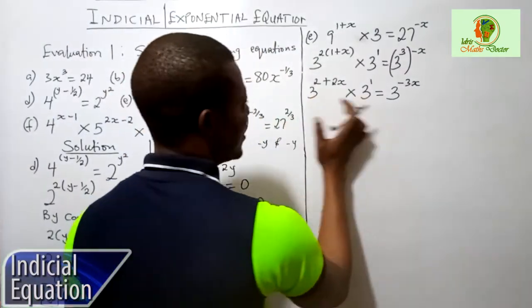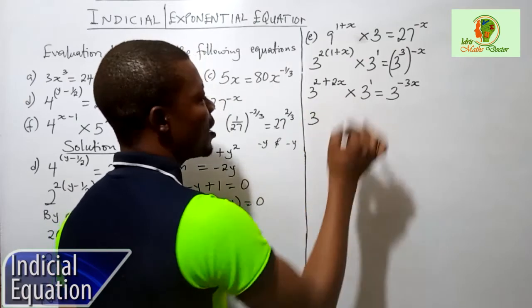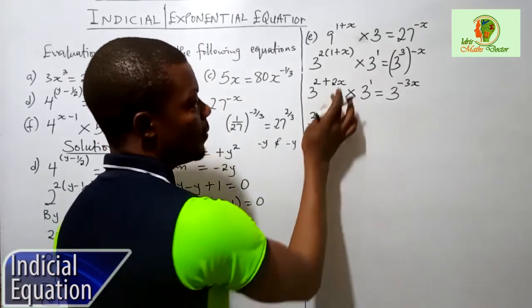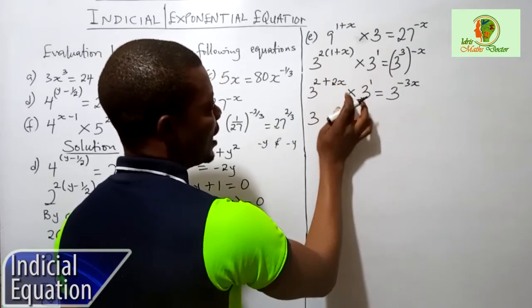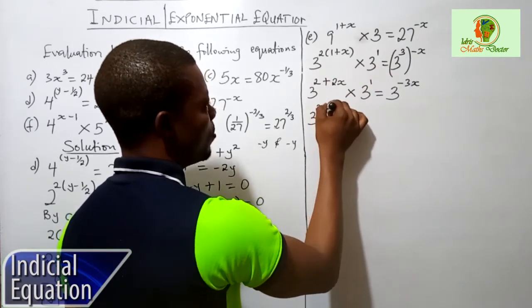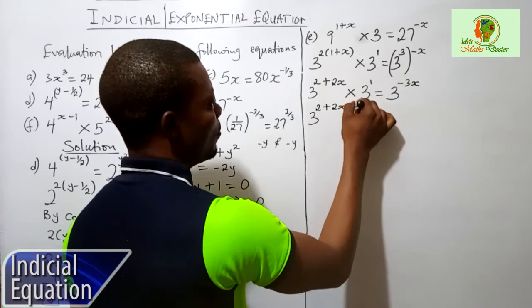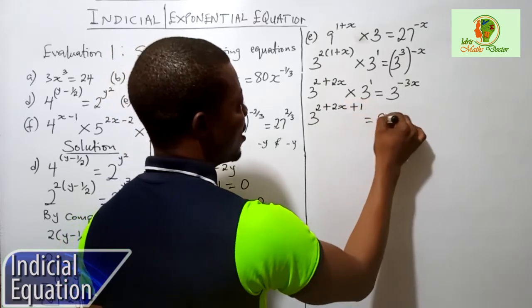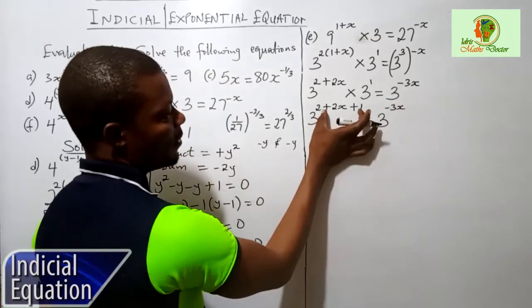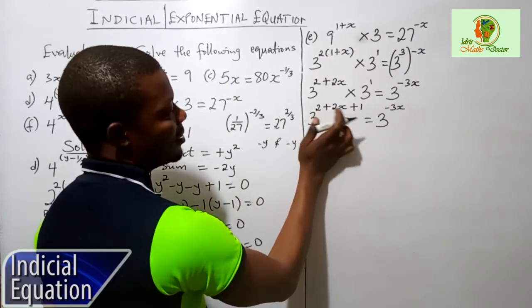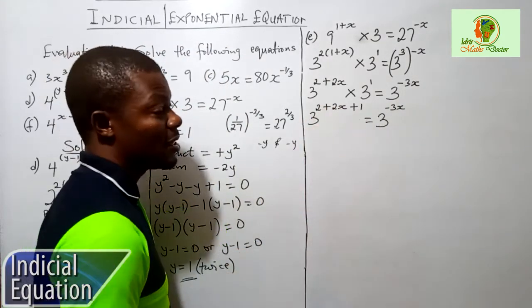So since the bases are equal, we are going to pick just 3. Okay, we are going to add the powers because the sign is multiplication. So that gives us 2 plus 2x plus 1 equal 3 raised to power minus 3x. If we simplify this, we cannot add this and this together because they are not like terms.